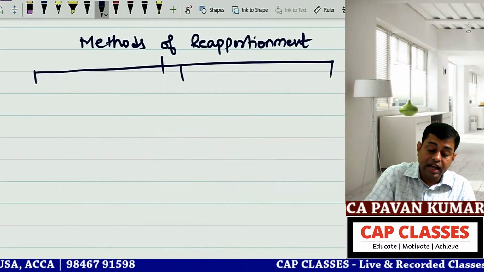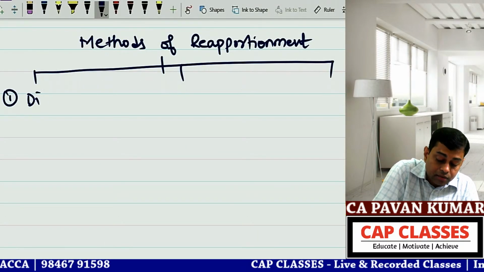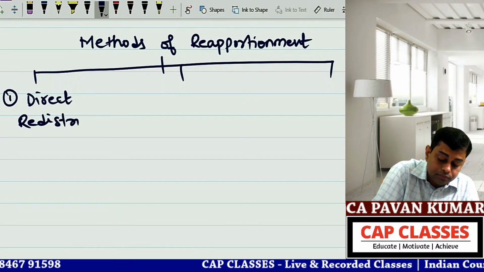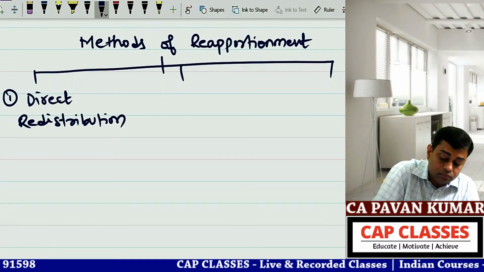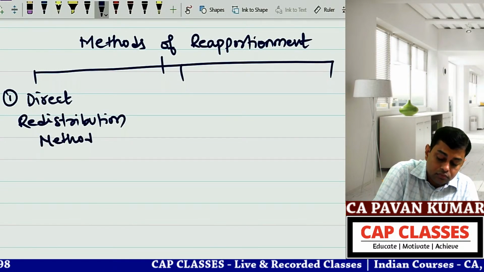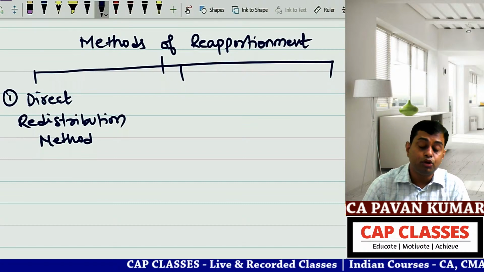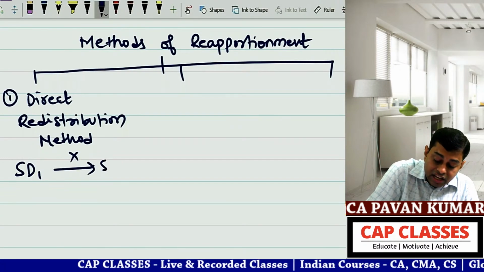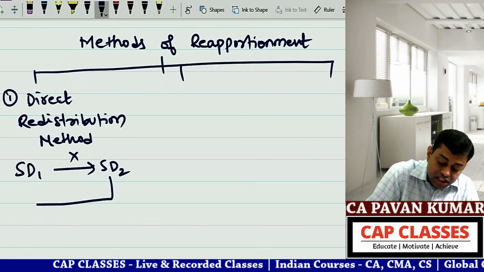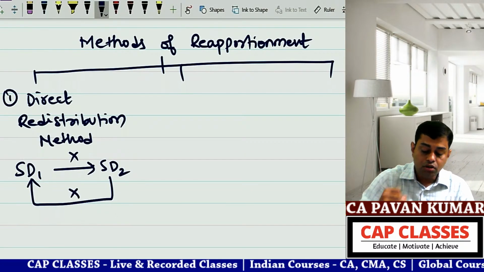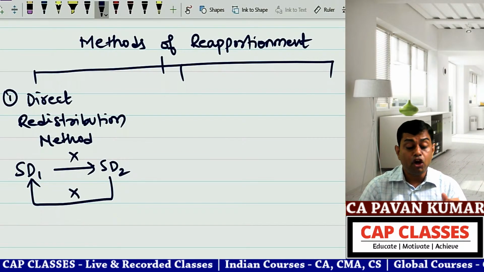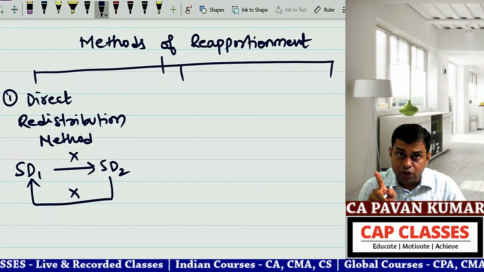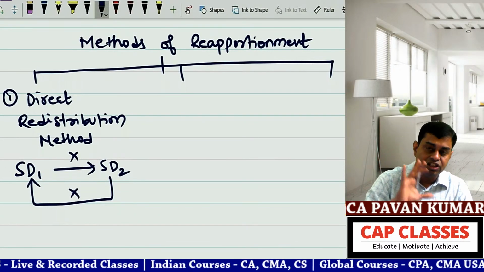First one is direct redistribution method. So what is this? SD1 is not giving any service to SD2, and SD2 is not giving any service to SD1. Then we follow direct redistribution method.